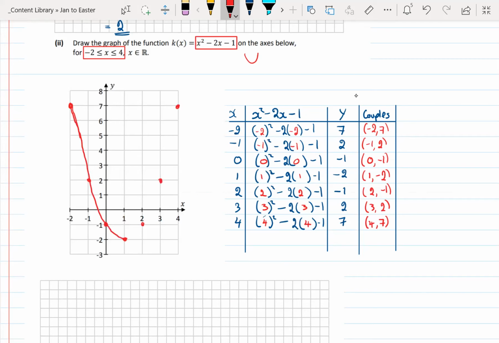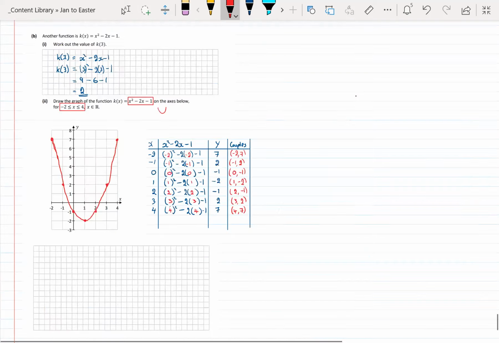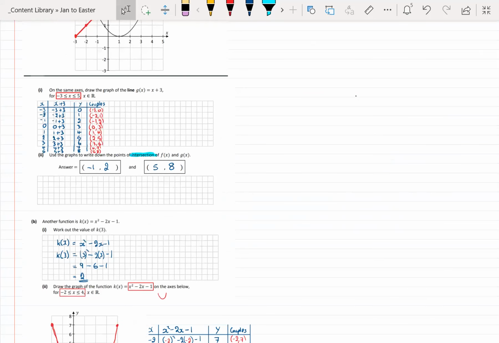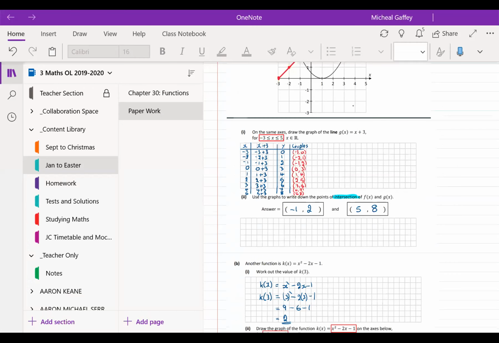Okay. And there we have it. And that is that question finished. Guys, that is the questions finished for functions and graphs. Let's go to our studying maths tab.